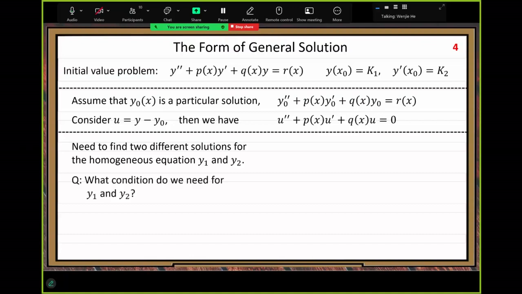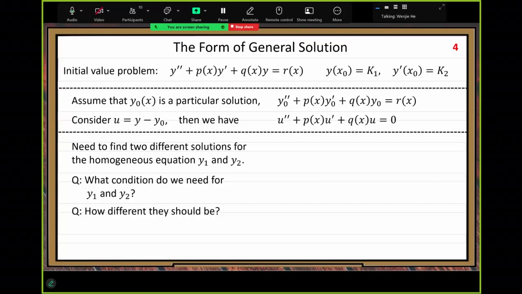What condition do we need for y1, y2? You plug in y1 into the homogeneous equation, you should get an equality. Also, y2 you plug in, you also get an equality, right? Two equalities. How different should they be? Another question: because here you consider two different solutions, y1, y2.